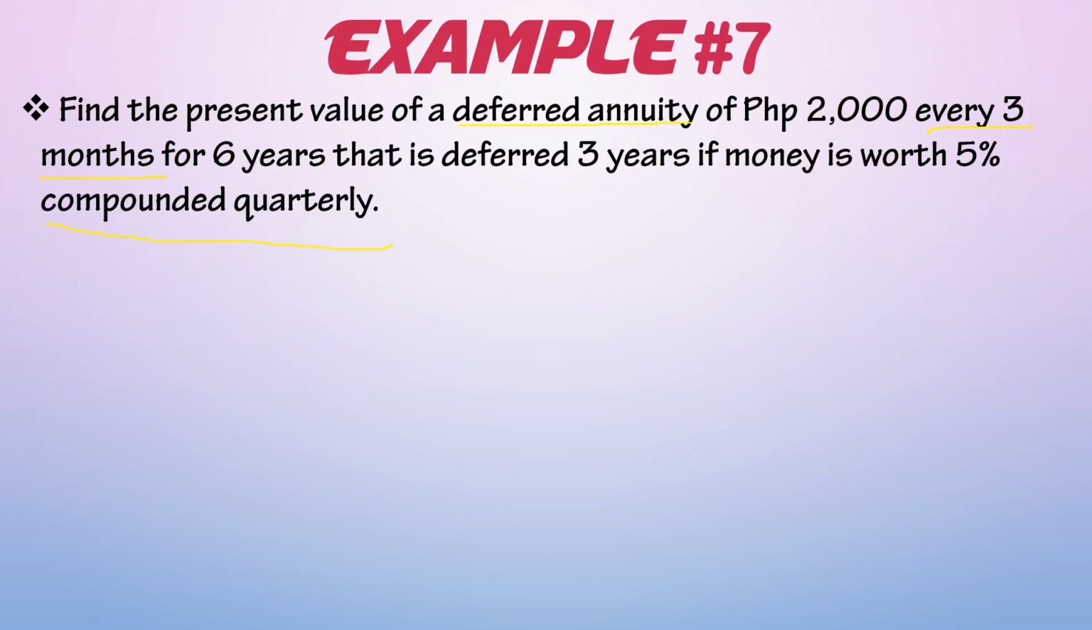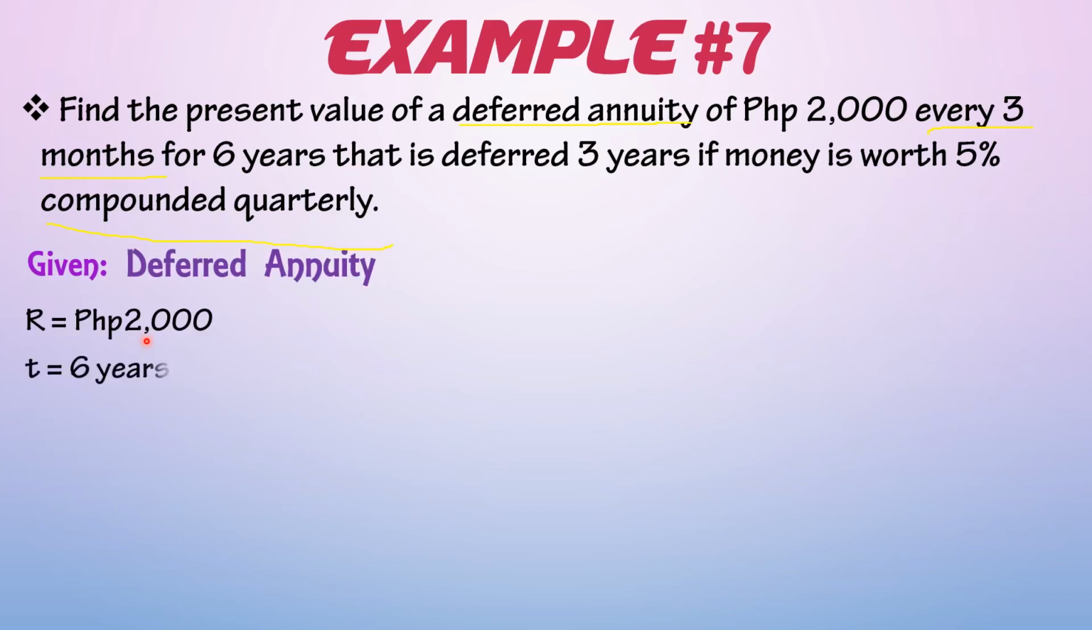So for the given, we have 2,000 pesos for your periodic payment. So you're going to have it for 6 years at a rate of 5%, and compounded quarterly is 4. And the deferred year is 3 years, so I use capital D here, and you're asked to find the present value.